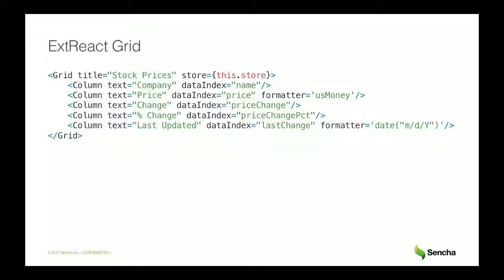So for example, here we define a grid, we give it a title, we wire it up to a store, and then we list the columns inside of it and point each to a field in the store using the data index property. So I think pretty simple.